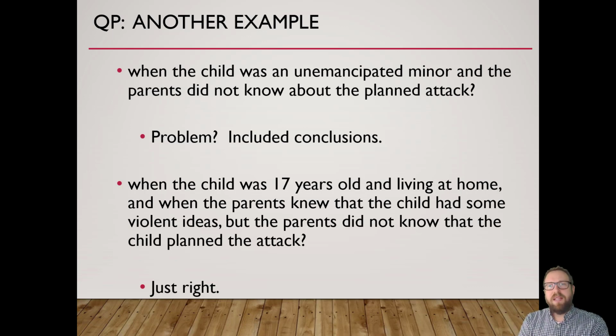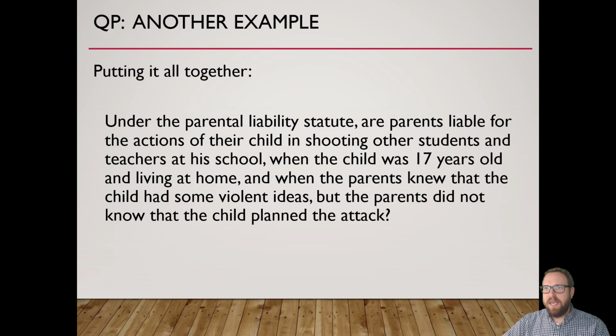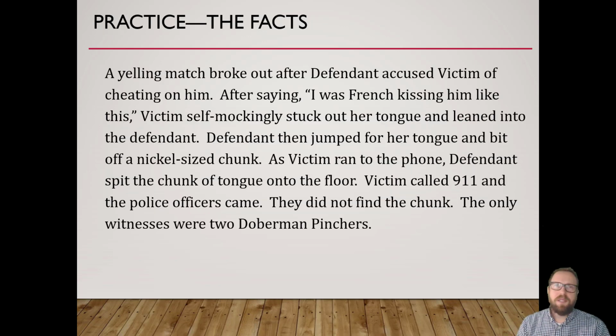And then in the top one there, and be careful, this is a big warning for everybody. You can't state the facts as though it's a legal conclusion. In other words, you can't state the facts to say that somebody met an element or committed a certain crime. Because here, see where it says, when the child was an unemancipated minor and the parents did not know about the planned attack. Well, that's one of the elements, is knowingly. Did they know that this was going to happen? So that's a legal conclusion.